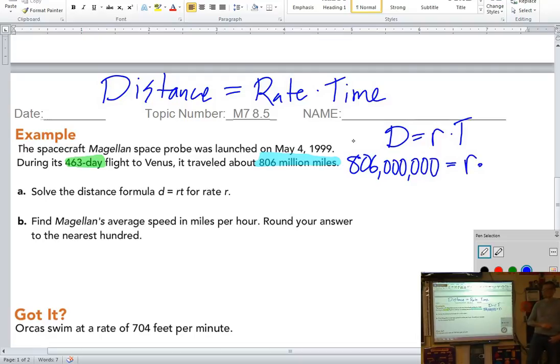It was 463 days. Here's the part you got to pay attention to. Your rate will solve with the units from your other two numbers. So when our rate solves, it'll use days and it'll use miles. So it will be miles per day, instead of miles per hour or miles per minute. So to get the R by itself, Joe, what do we want to do here? Yeah, this is multiplied, so we want to divide by 463.